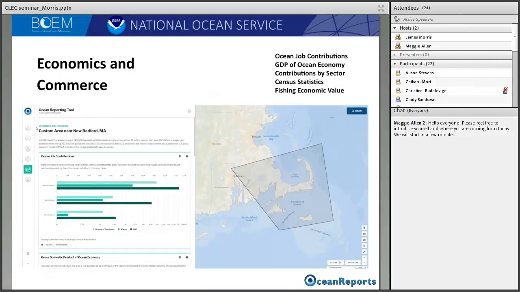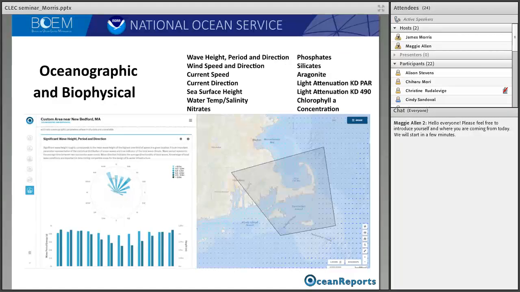So one of the examples, when we go into the Gulf, we'll show you the oil industry there. For economics and commerce, you'll get an analysis back of the ocean job contributions of that space and the contribution in terms of GDP to the ocean economy. There'll be some census statistics, and we'll also show you the fishing economic value of that ocean space. And then lastly, we'll show you oceanography.